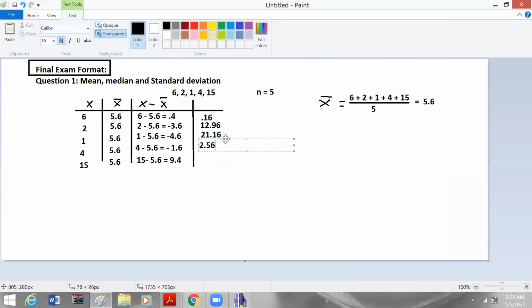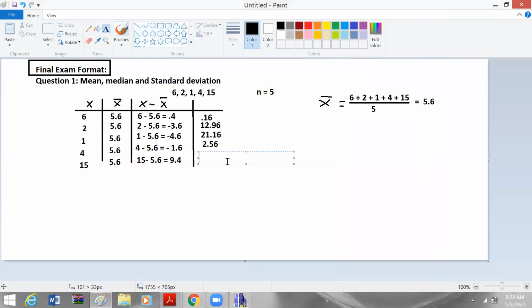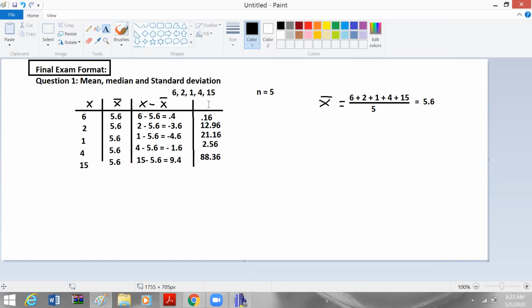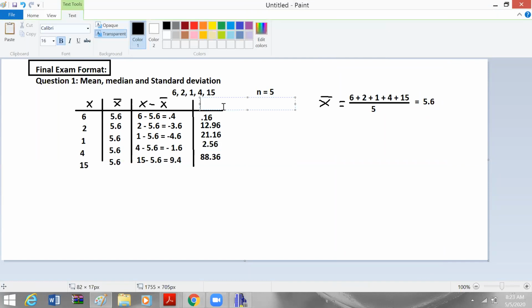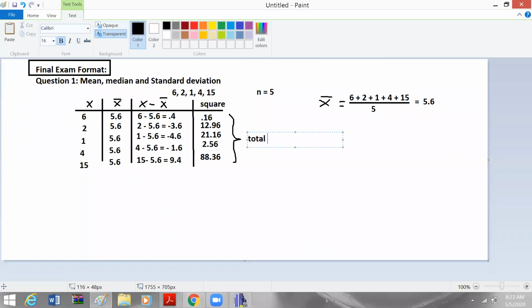And finally, we're going to take 9.4 squared. 9.4 squared, and we're going to get 88.36. And then we're going to add them up, right? So this is the square. Remember that this is the x squared column for that one. So that means we're going to add them up for the total. So we add up all of this.